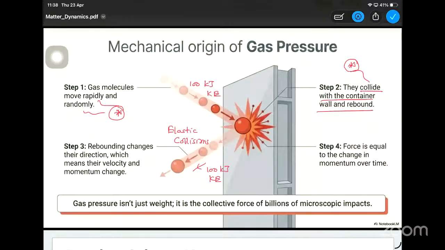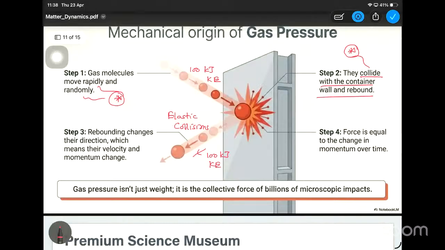I just mentioned that because you need to know what is happening here, right? But in the exam, don't write it. Just write they collide and they change direction, which means the velocity is being changed. So momentum changes, so there will be a force generated. The force is equal to the change in momentum over time, right? So remember these things as a story, then it will be easier for you to remember.